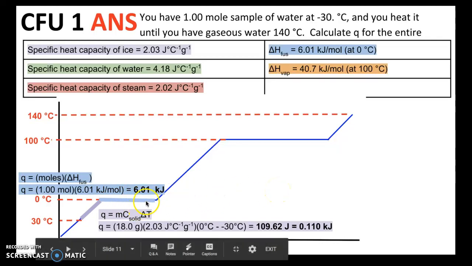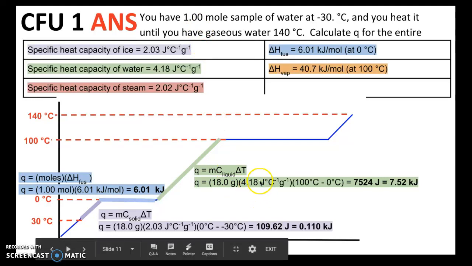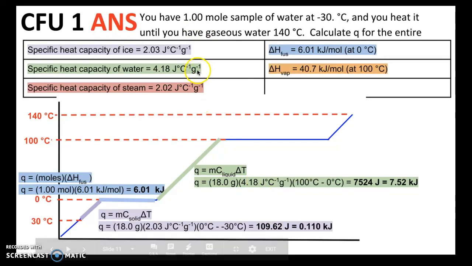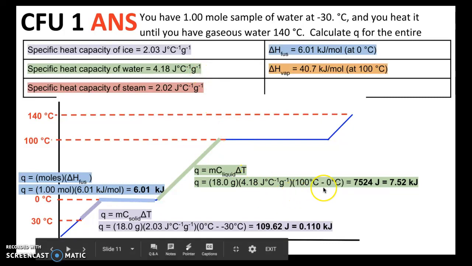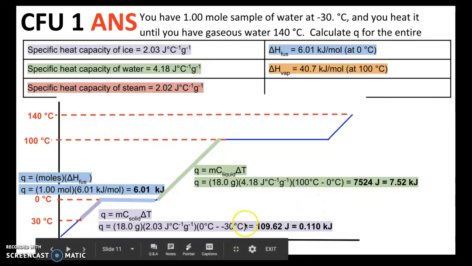The next segment is between the melting point and boiling point. Since it's a diagonal, I'm going to be using Q equals MC delta T. Again, the mass is 18 grams. I'm given 1 mole, but I calculate the mass of water for 1 mole. And then the C, the specific heat capacity, is for water since I'm dealing with liquid. And then this is my change in temperature: final is 100, and initial is 0. You always want to do the temperature as final minus initial.